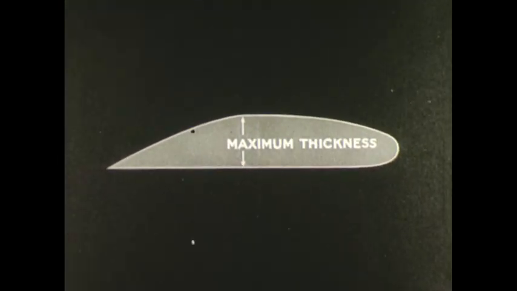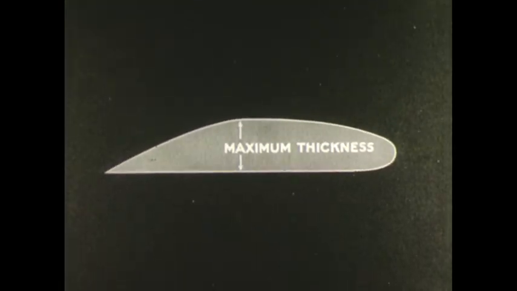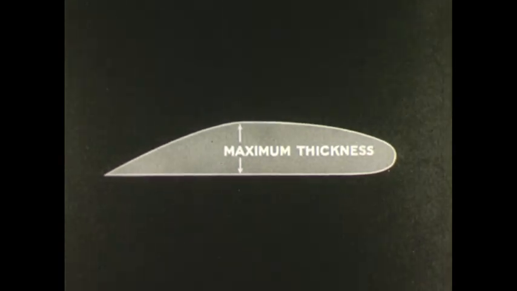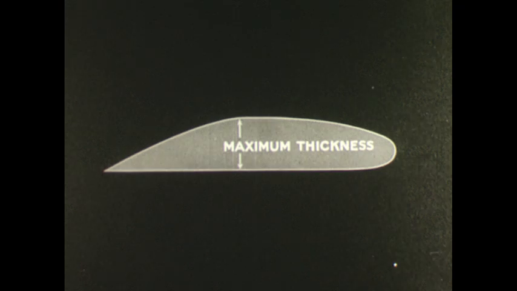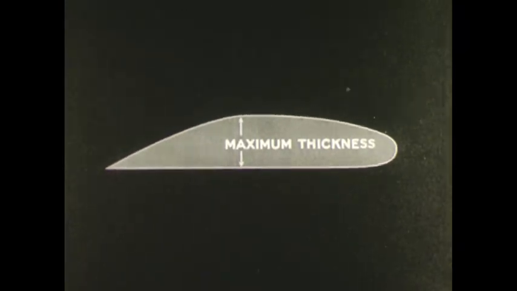Airfoil sections such as this, with maximum thickness well toward the rear, have until recently been considered inefficient owing to excessive burbling caused by abrupt curvature at the point of maximum thickness.